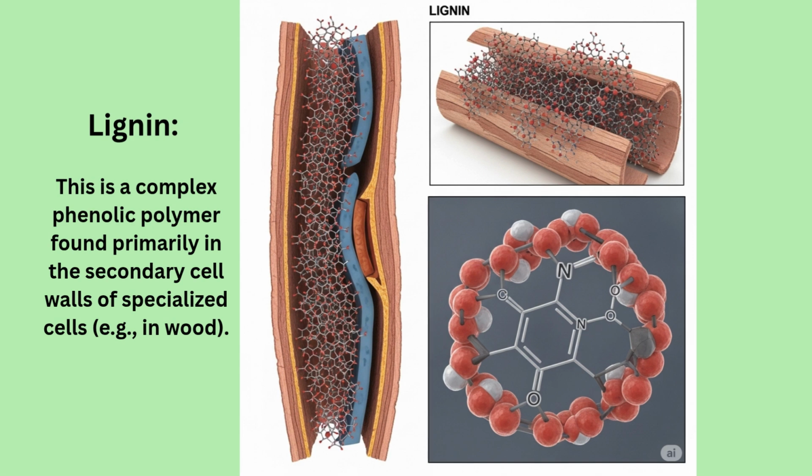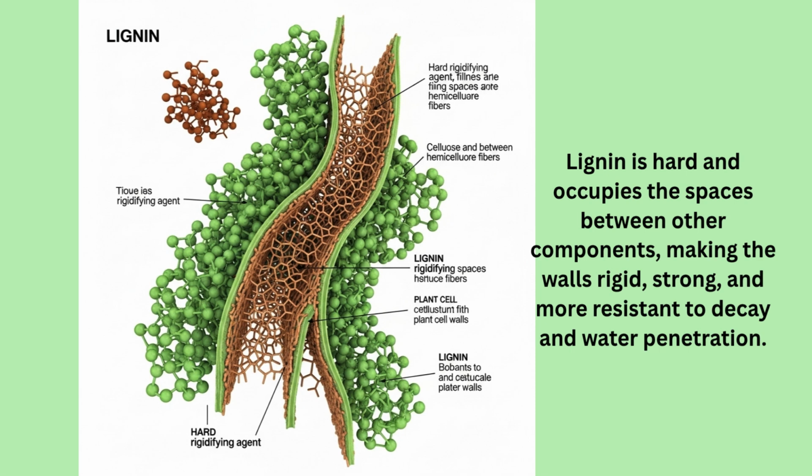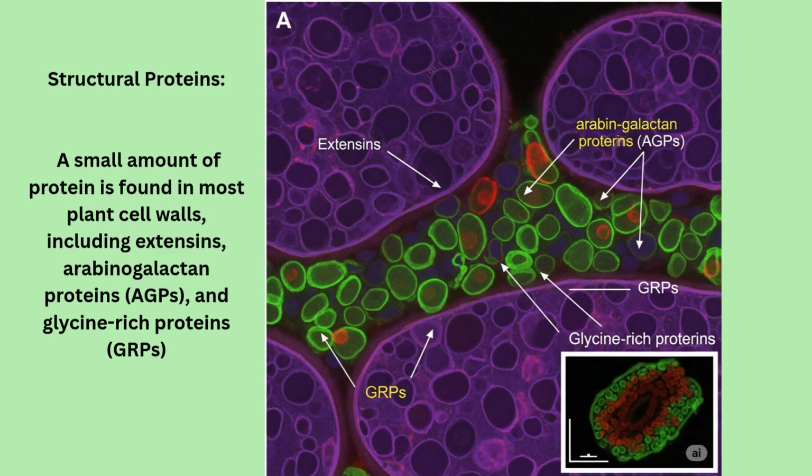Lignin. This is a complex phenolic polymer found primarily in the secondary cell walls of specialized cells, e.g., in wood. Lignin is hard and occupies the spaces between other components, making the walls rigid, strong, and more resistant to decay and water penetration. Structural proteins.